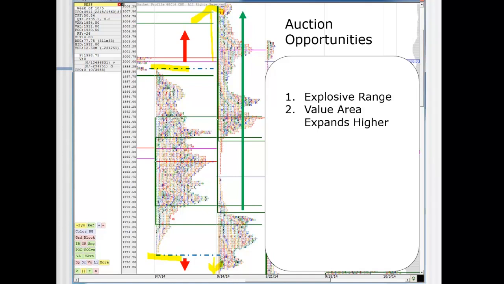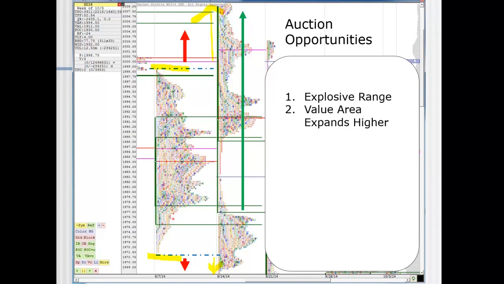Now, we also notice that the value area expands higher. Traditionally, once we see expansion of value to the upside, we get bullish and we anticipate the market to continue moving higher. However, with an explosive range, that is actually a sign for extreme caution. The market itself, the auction process, is telling you, be careful. Change may be coming here.